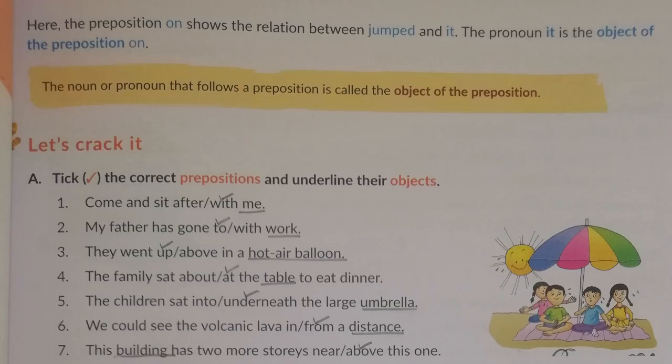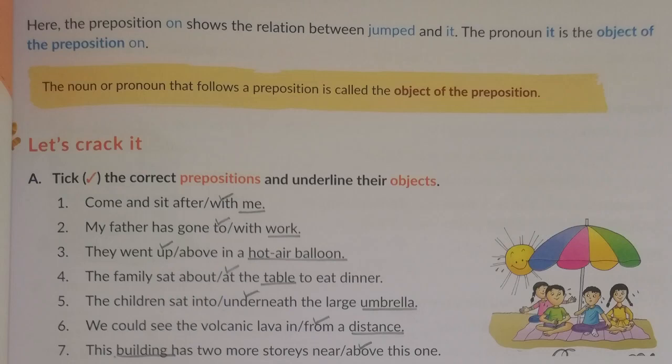Now here the definition is given. We have already discussed this. The noun or pronoun that follows a preposition is called the object of the preposition. Now come to the exercises given here. You have to tick the correct preposition and underline their object.